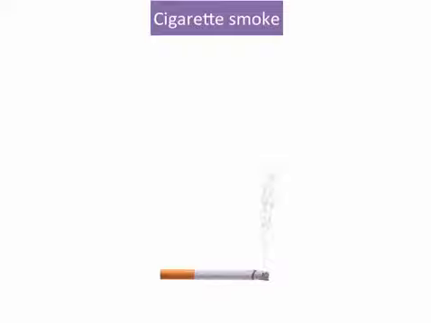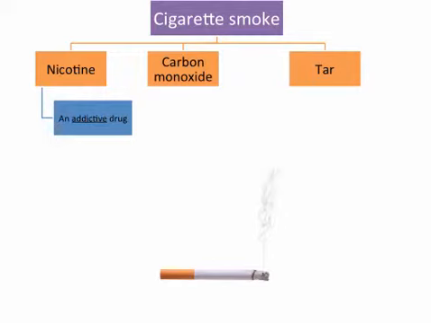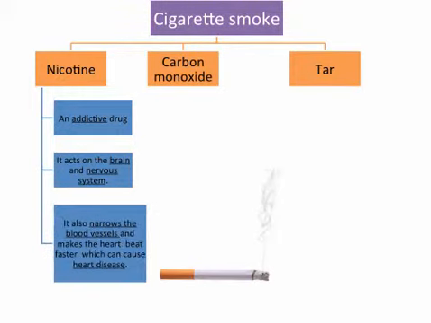Now, something very bad for your lungs is smoking. Cigarette smoke has various different chemicals that are bad for you. We've got nicotine, carbon monoxide, and tar. Nicotine is an addictive drug. That's what keeps people smoking. It acts on the brain and nervous system, as does any drug, but it also causes the blood vessels to become more narrow. This can make the heart beat faster and can cause heart disease.